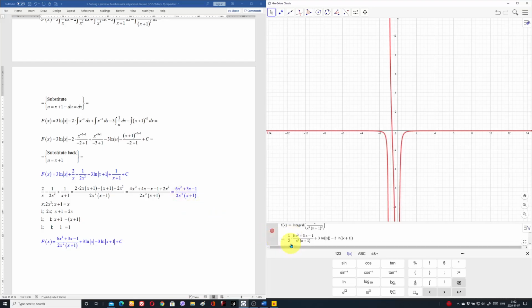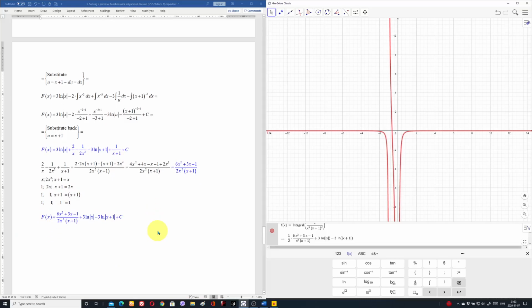And GeoGebra is so smart, they are taking 2 in front of this fraction. It's very, very good done. I think that my solution is much better than this one. It doesn't matter. So now I receive the same as GeoGebra. This is the simple algebra. So I hope that you understand that.